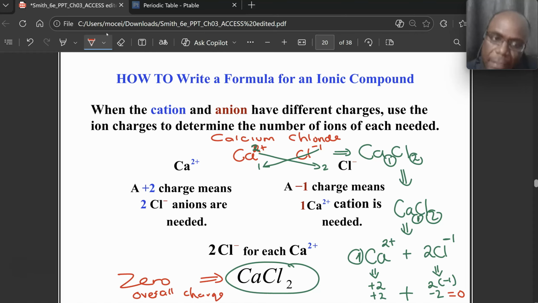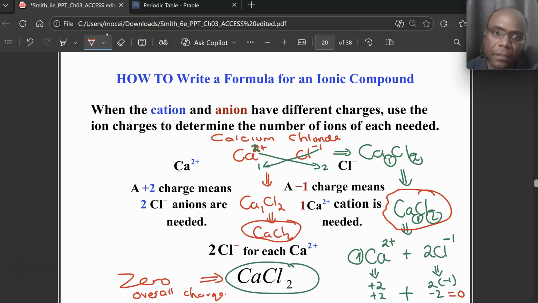And that's the goal. And that's how you find the formula of compounds, just by exchanging the absolute power values. You find the formula is CaCl2, which is what's found here.